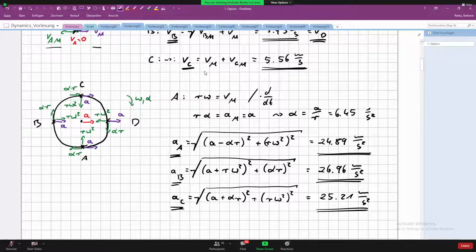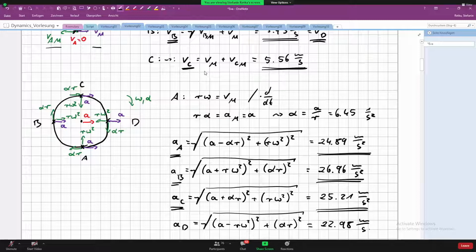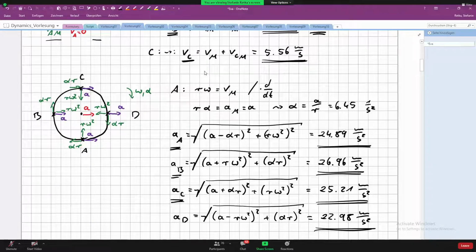And last one, point D. There, the horizontal components point in opposite direction, so it's A minus R omega square, squared, plus alpha R square, and that is 22.98 meter per square second. And that's how it works.